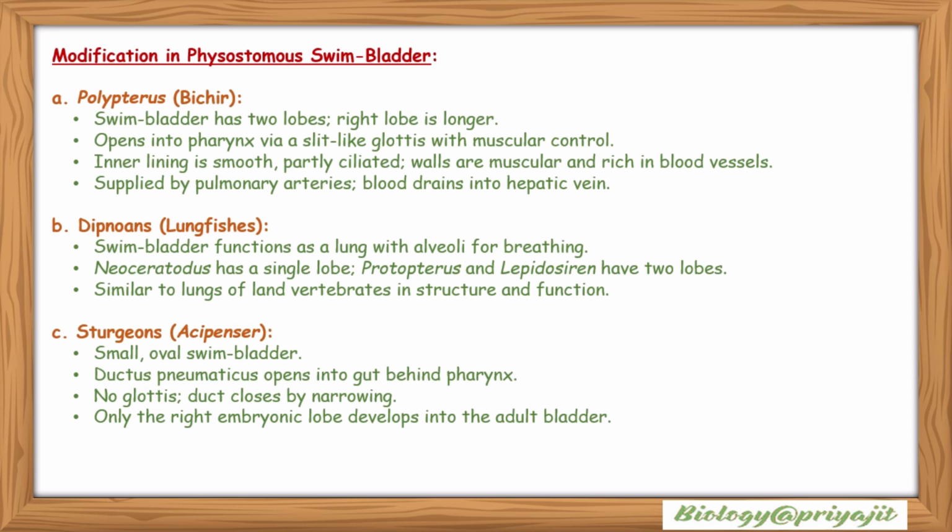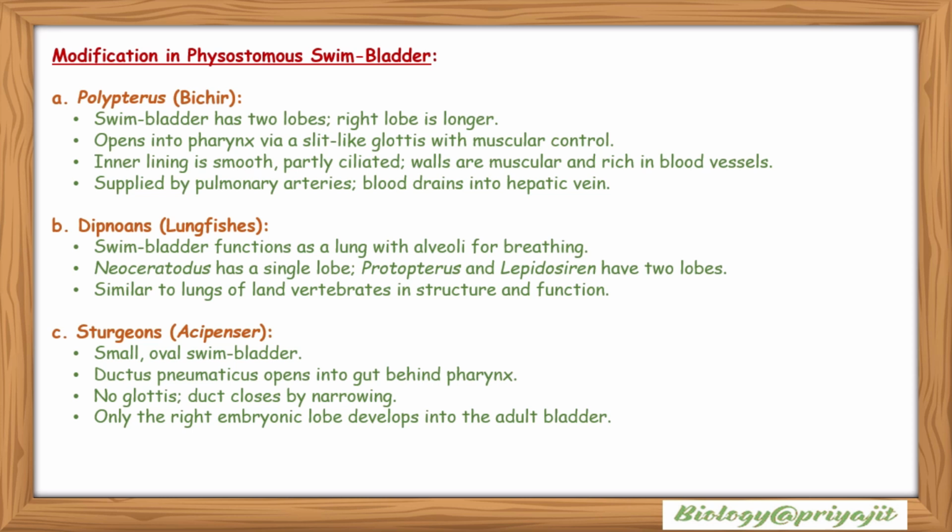In case of lungfishes or dipnoans, the swim bladder functions as a lung, with alveoli for breathing. Neoceratodus has a single lobe. Protopterus and Lepidosiren have two lobes. It is similar to the lungs of land vertebrates in structure and function.